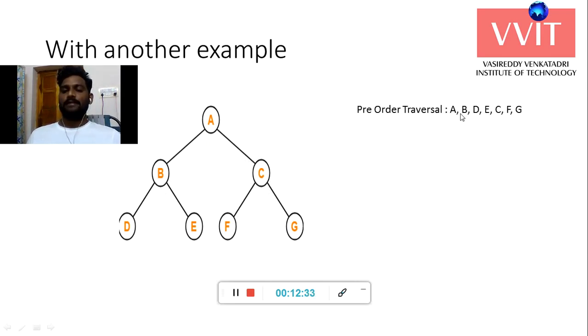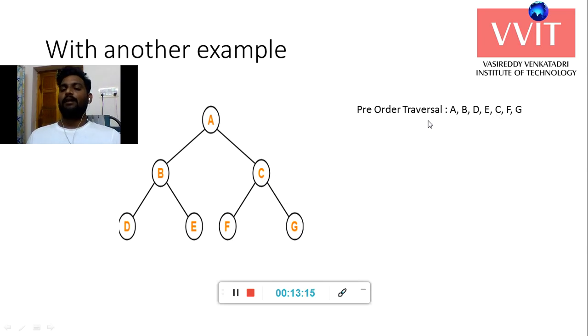That means the elements are visited as follows: first the root node A, then go to the left subtree. In that left subtree, again B acts as the root node. In pre-order fashion, first the root is visited, so in the left subtree part we visit the root node B, then go to the left subtree D, then go to the right subtree E. Once we complete the root part and left subtree part, then go to the right subtree. In that right subtree, C acts as the root node. In pre-order fashion, first we visit the root node C, then the left subtree node F, and finally the right subtree node G.